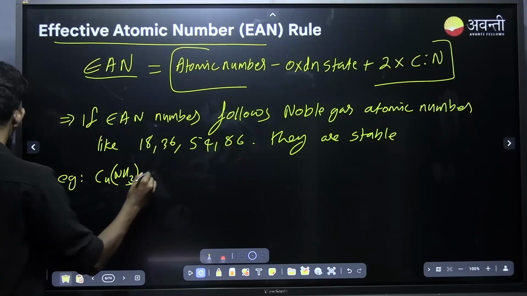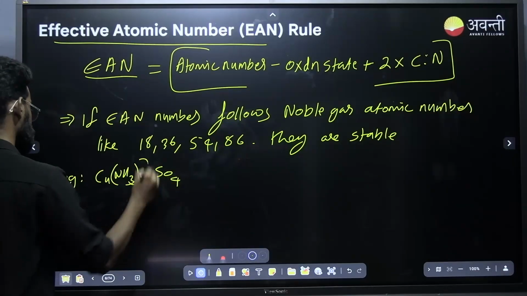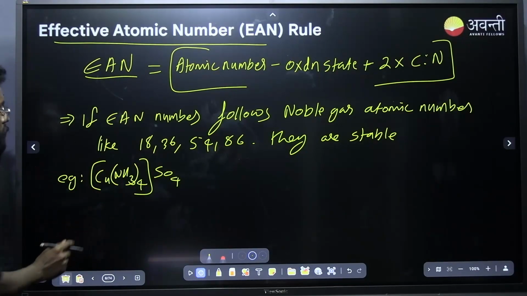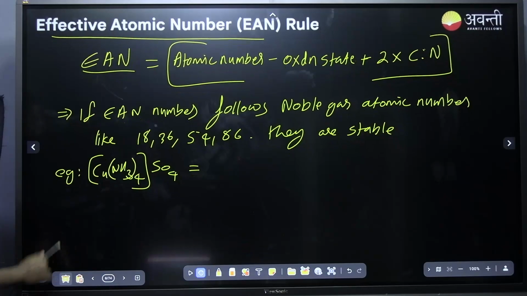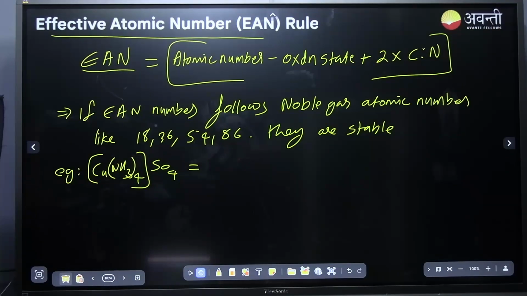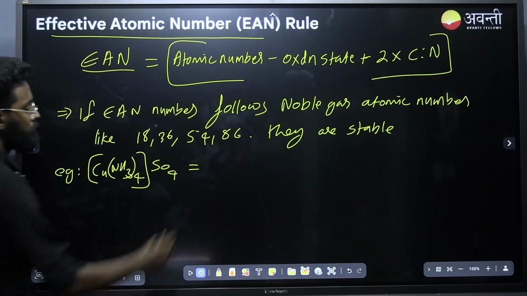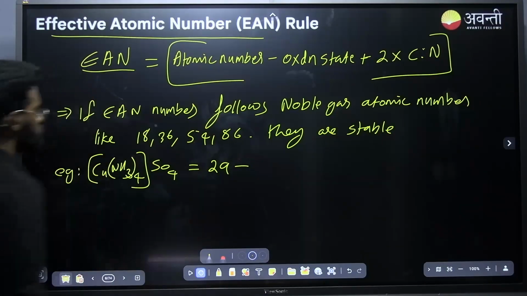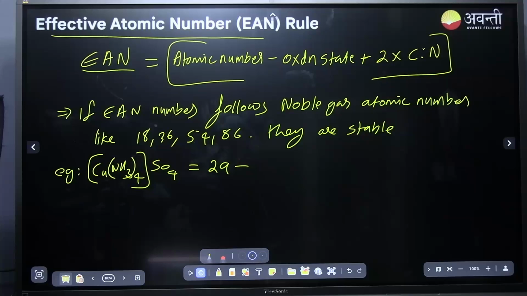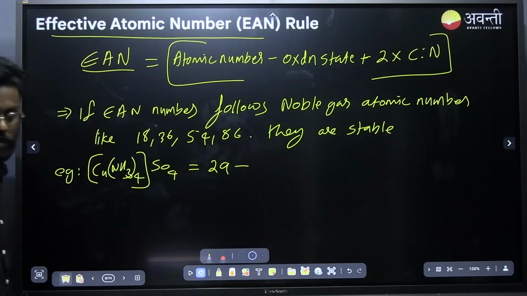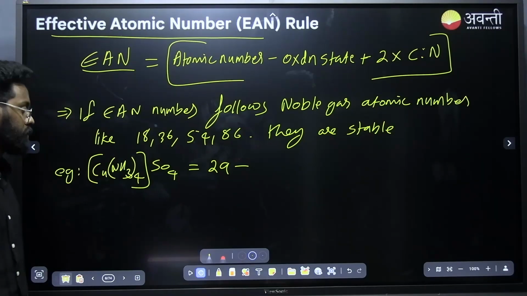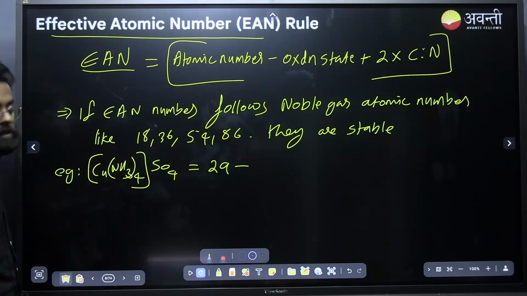[Cu(NH3)4]SO4. Find out the EAN of this compound and tell me whether it is following the EAN rule or not. What is the atomic number of copper? 29, minus the oxidation state. What is the oxidation state of this compound? Tell me, guys. It is not following the EAN rule, but I want the EAN. What is the EAN of this one?